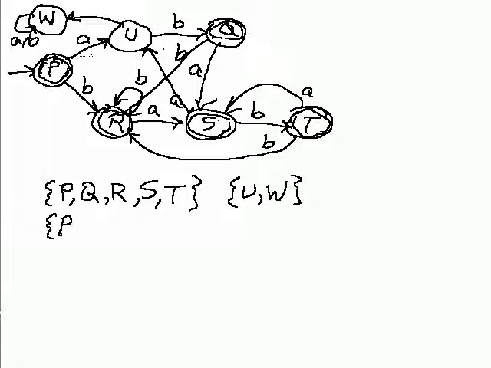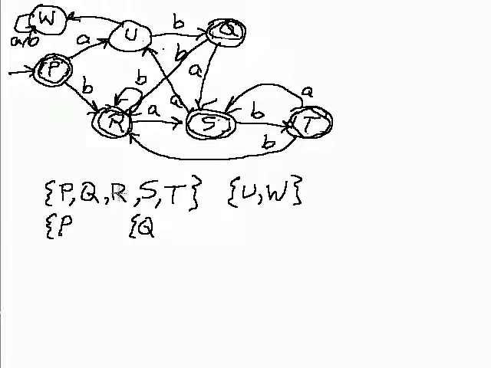We're looking at P and we're looking at Q. On the letter A, P has a row to U. Q has a row to S. So you're looking to see if U and S were in the same set on the previous row, and they were not, because U is a non-accept state and S is an accept state. So these guys have to split up. So I start a new set for Q.